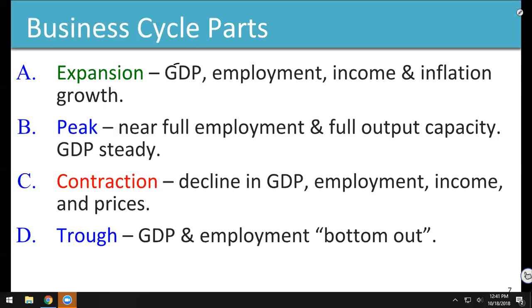Are we going to have to know the parts? Expansion, peak, contraction, trough, yes. The definitions of them. Might be in a matching section, but hopefully those will be fairly apparent to you.